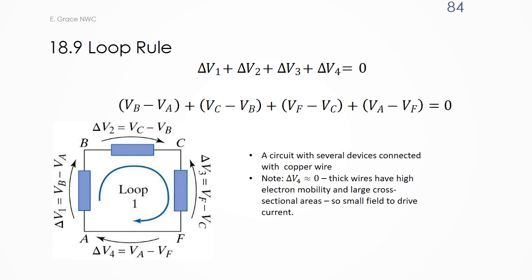And so this would be a circuit with several devices connected with copper wire. Just a note, delta V4 is approximately equal to 0. Thick wires have high electron mobility in a large cross section, so you need a really tiny field to drive a current. Technically, there is some resistance there, but very little, so we just treat it like it's perfect. And that's good enough.